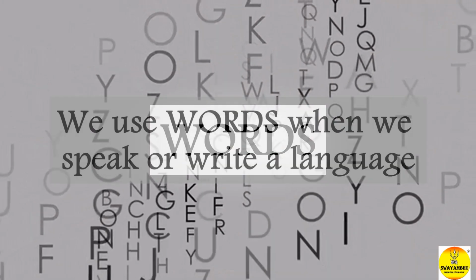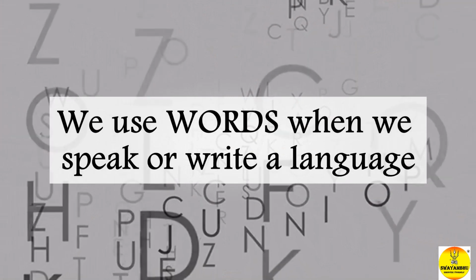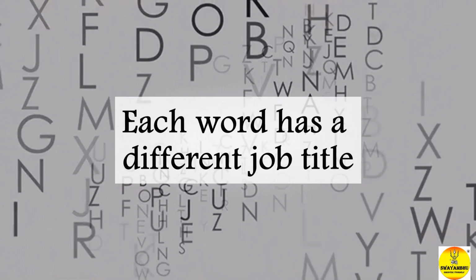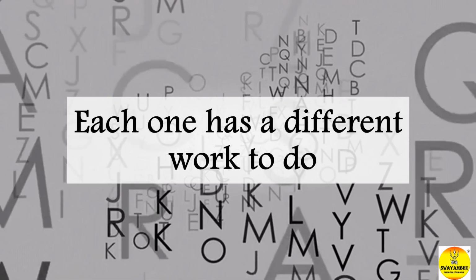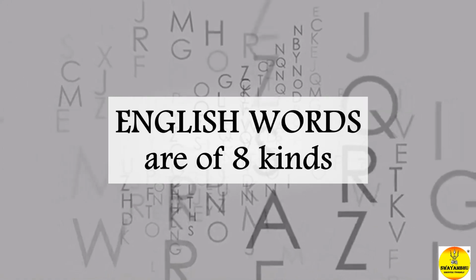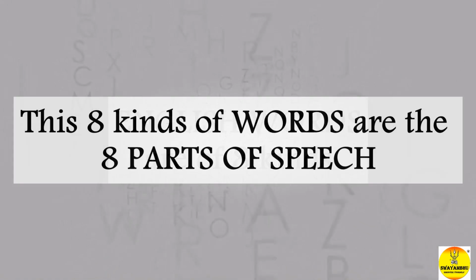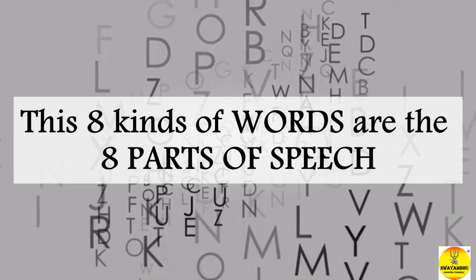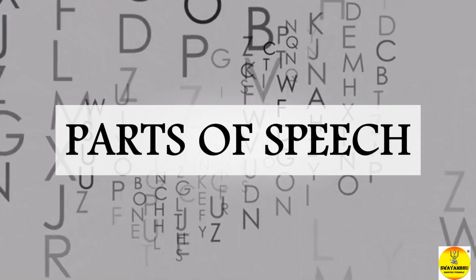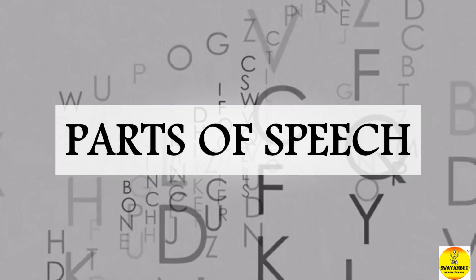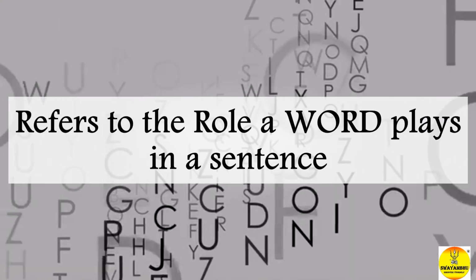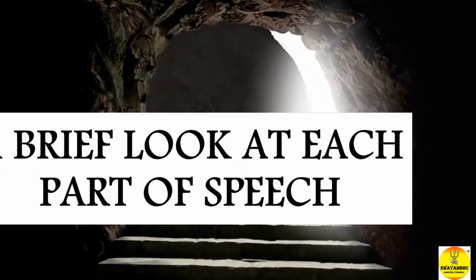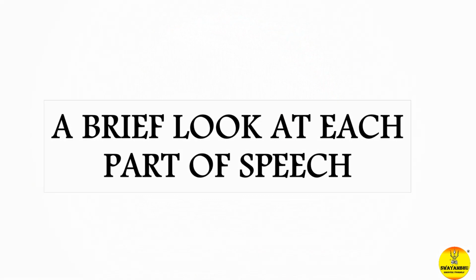Words. We use words when we speak or write a language. Each word has a different job title and each one has a different work to do. English words are of 8 kinds. These 8 kinds of words are the 8 parts of speech. The term parts of speech refers to the role a word plays in a sentence. Let's take a brief look at each part of speech.